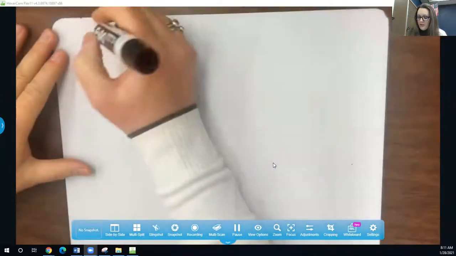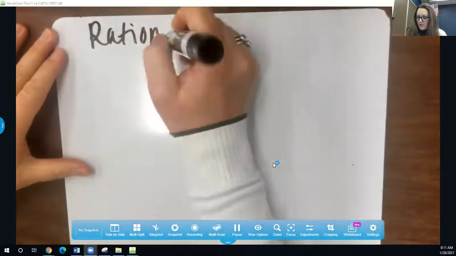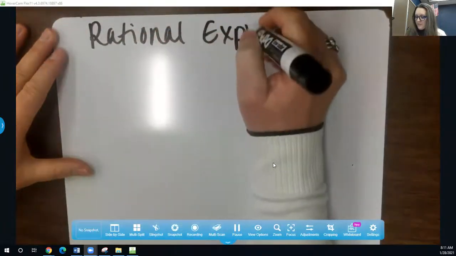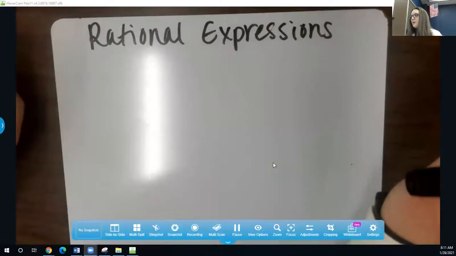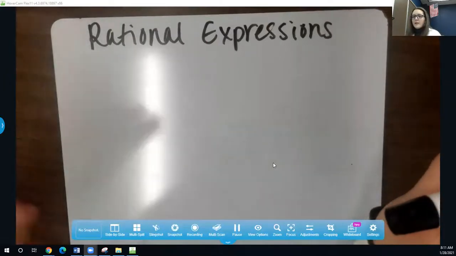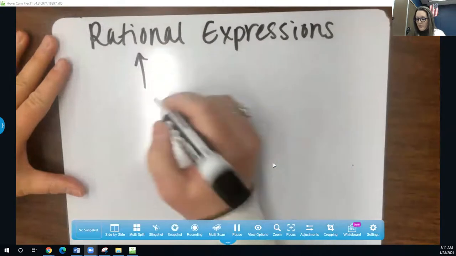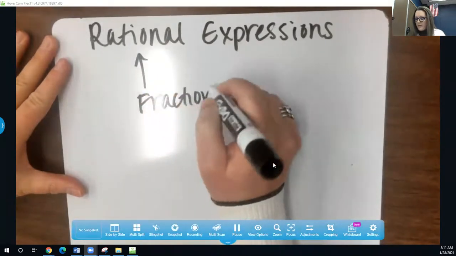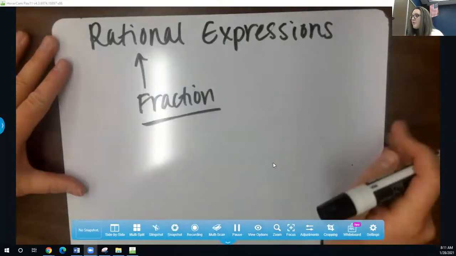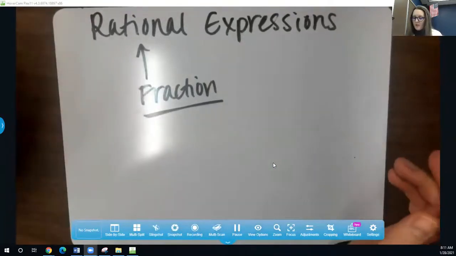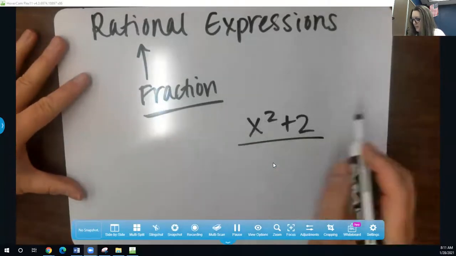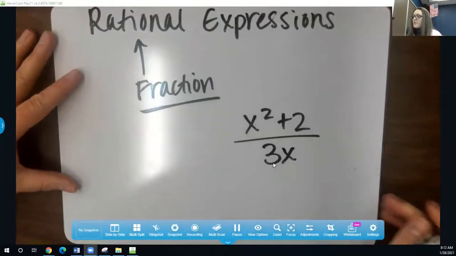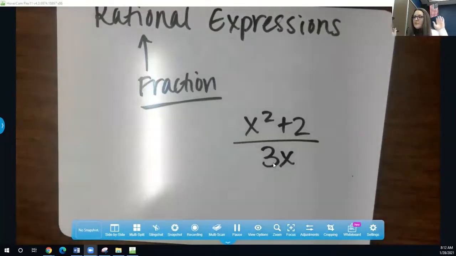Today we're going to be starting a new section, Chapter 7 specifically, and we're going to be talking about rational expressions and equations. So remember when we talked about rational exponents, what I said was rational is just a fancy term for fraction. And it's the same thing here. We're going to just be talking about fraction expressions. So here's an example of a rational expression: x squared plus 2 divided by 3x. This is a rational expression. We have variables and it's in fraction form.